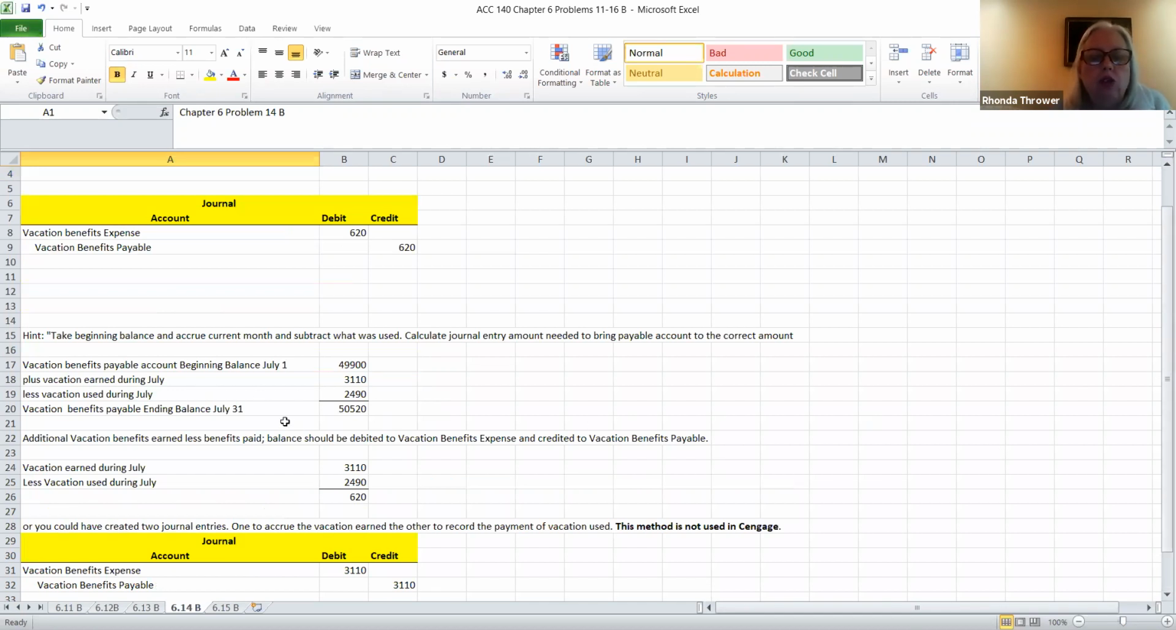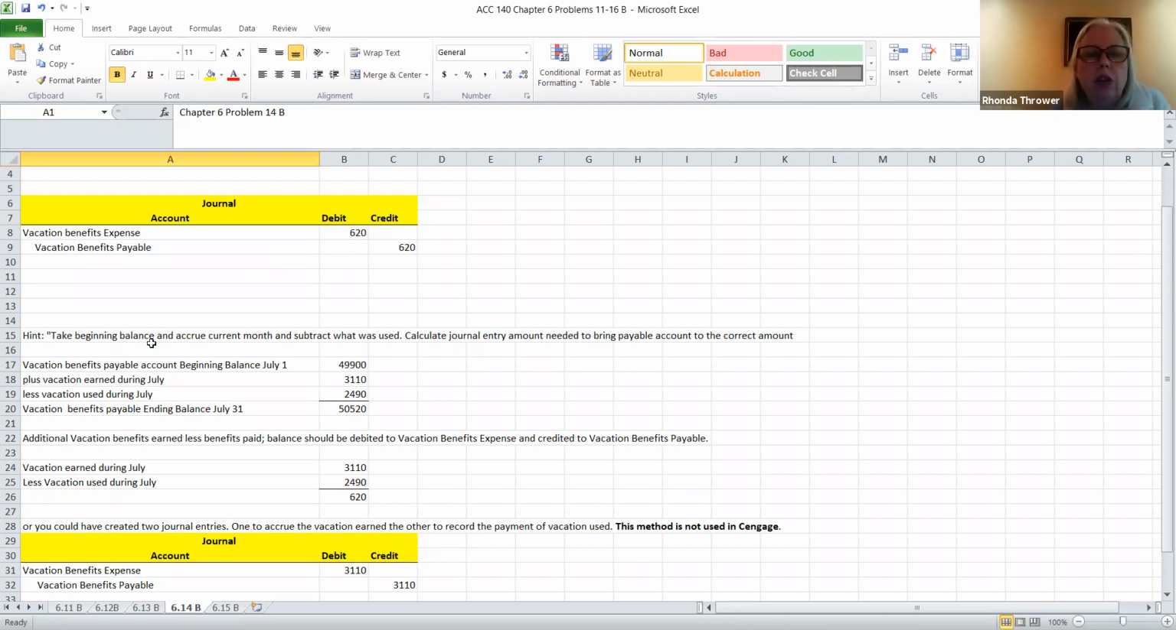I've made some notations about this particular problem and how they did it in Cengage. But the vacation that was earned during the period was $31.10. That was given. They told you that some of the employees used vacation days of $24.90. We'll subtract the $24.90 from the vacation days that are earned. And so what we have left over is $620. And that's what they've used to record the accrual of vacation benefits.